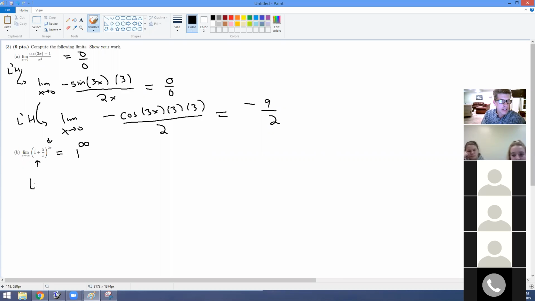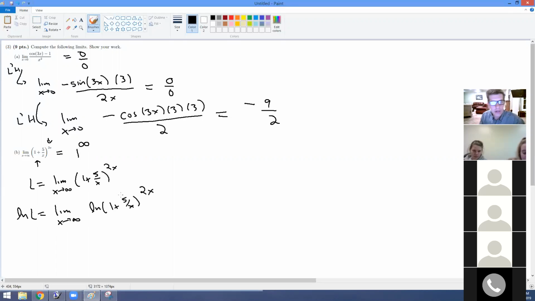So we see that we've used this trick several times now. I'm going to call L the limit as x goes to infinity of 1 plus 5 over x to the 2x. Ln it. And the reason I do ln is so I can bring the 2x down.